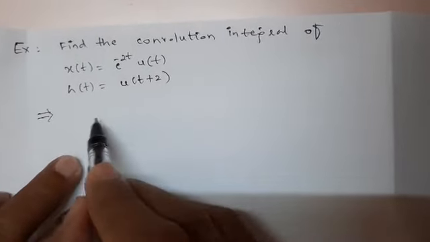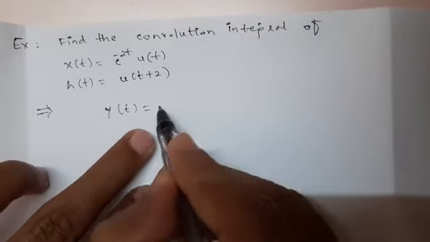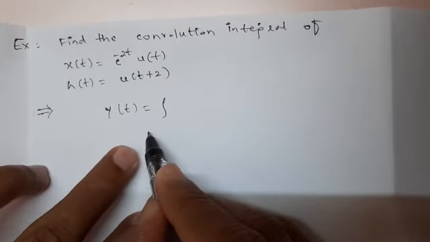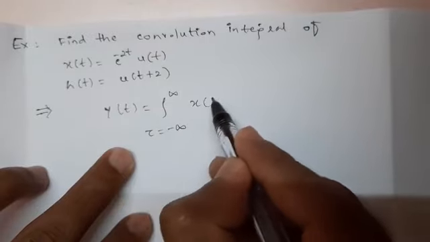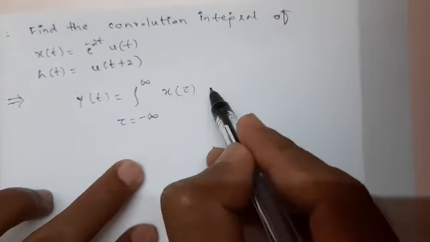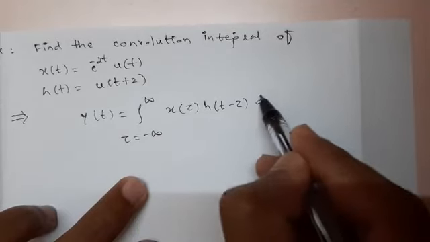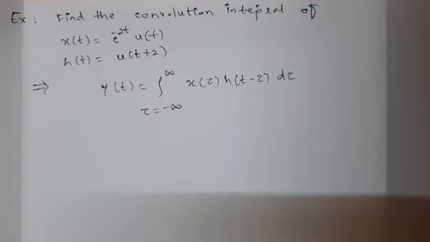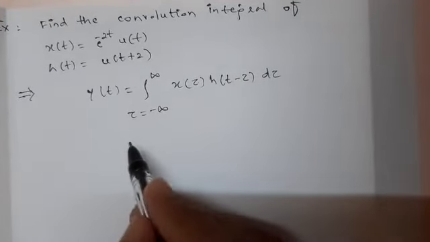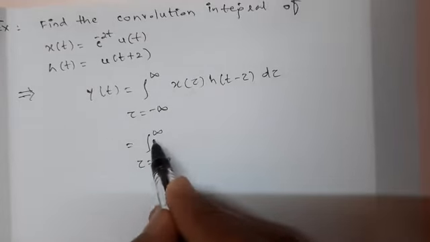To fetch the first mark, you have to write the equation. y of t is equal to the integration from tau equals minus infinity to plus infinity of x of tau h of t minus tau d tau, right? So try to represent x of t in terms of x of tau, and h of t in terms of h of t minus tau. So what is it?